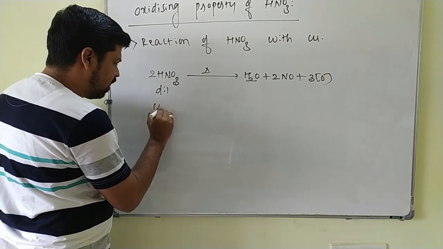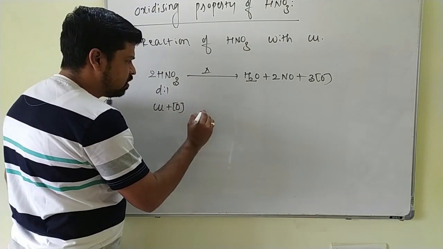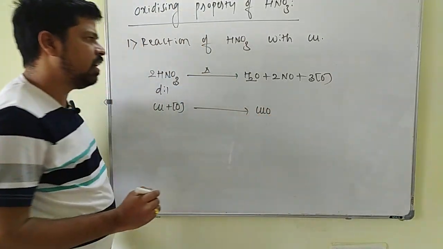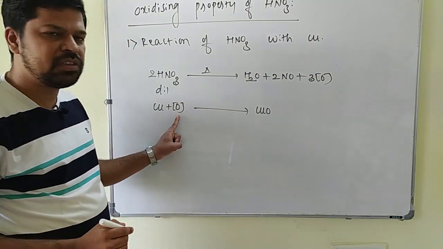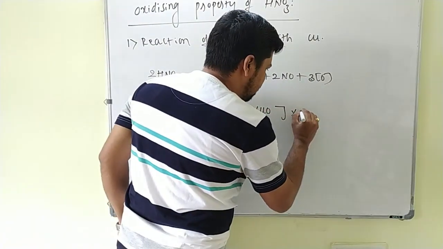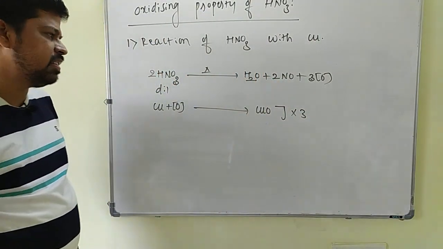Now I will write again, this copper reacts with this nascent oxygen to form copper oxide. But here 3 nascent oxygens are there, and here only 1 oxygen is utilized. In order to balance these two, this is multiplied with 3, so that here also you will get 3 nascent oxygen, and you can cancel easily.